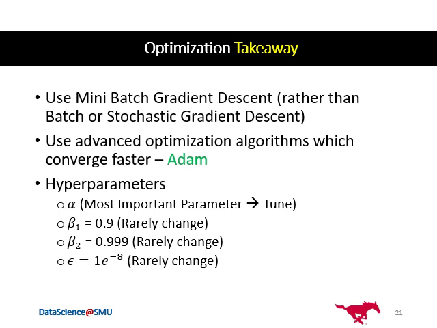The hyperparameters for Adam optimizer are alpha, beta 1, beta 2, and epsilon. Alpha, which is the learning rate, is one of the most important parameters. We typically tune this to get the best performance from the model. Beta 1, beta 2, and epsilon have default values of 0.9, 0.999, and 1e minus 8 respectively, and these are rarely changed when we want to improve the performance of the optimization algorithm. Typically, alpha is what is changed to improve the performance, not beta 1, beta 2, or epsilon.